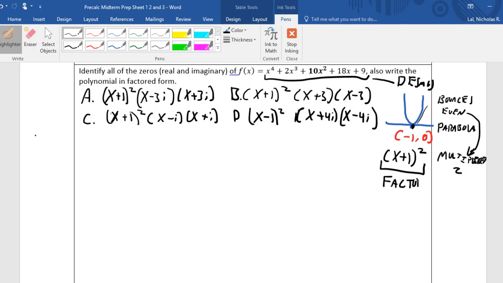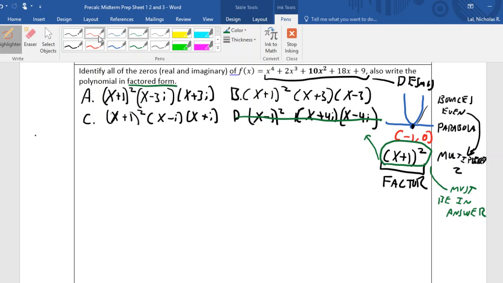And because x plus 1 squared is a factor, we can actually eliminate answer choice D. The reason we can eliminate answer choice D is because x plus 1 squared must be included in the factored form of the polynomial. So this has to be included. This must be in the answer. Once we figure out it's a factor, we know this must be in our answer because we're trying to find the function in factored form.